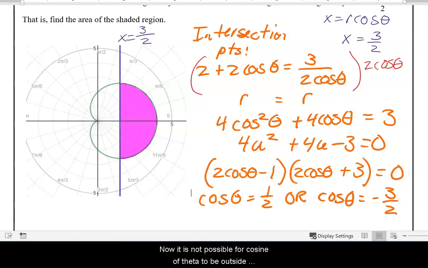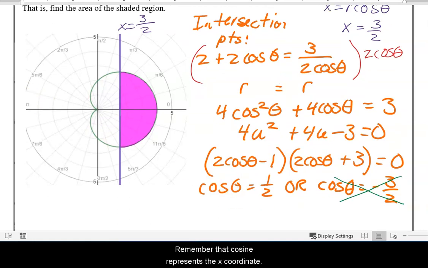Now, it is not possible for cosine of theta to be outside of negative 1 to 1. I didn't do anything wrong. It simply doesn't work. That solution must be extraneous. That means the cosine of theta must in fact be 1/2. What angles would cause the cosine of theta to be 1/2?